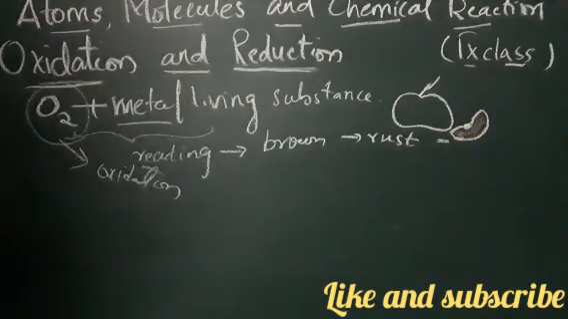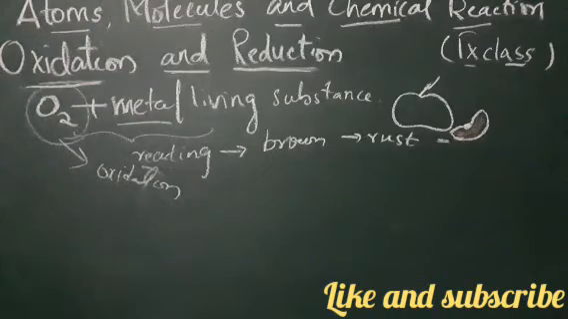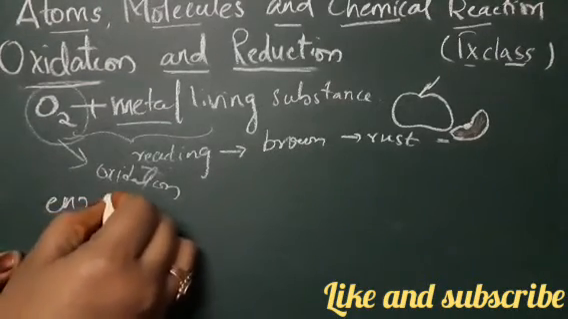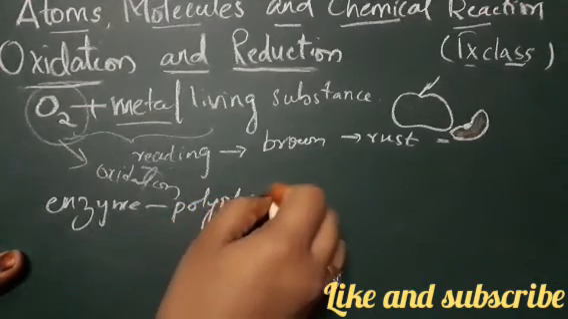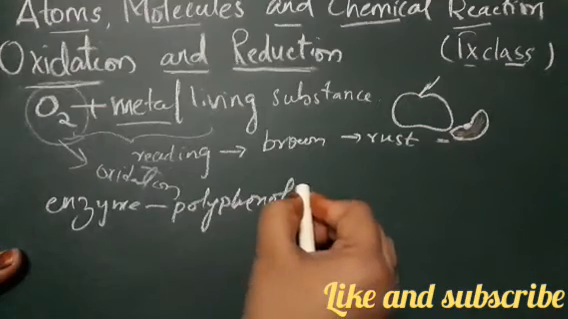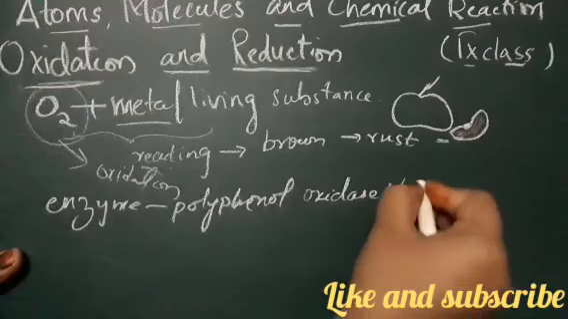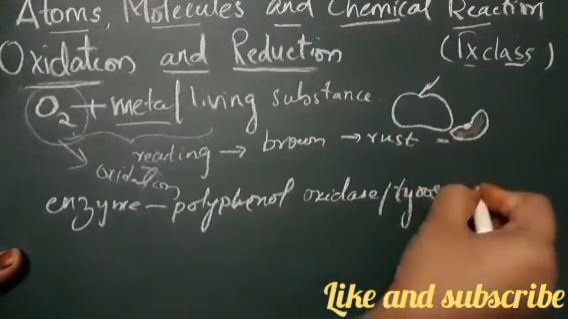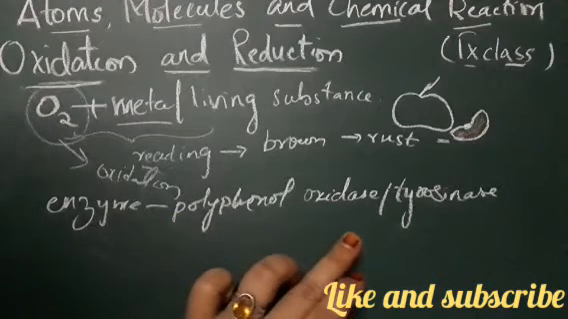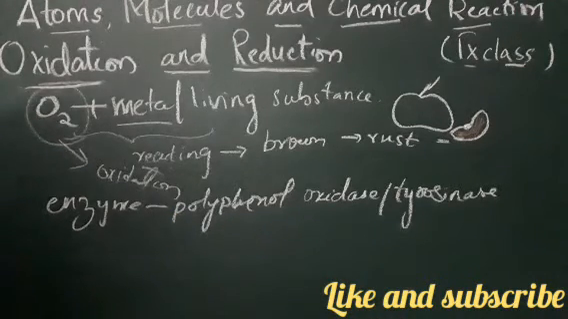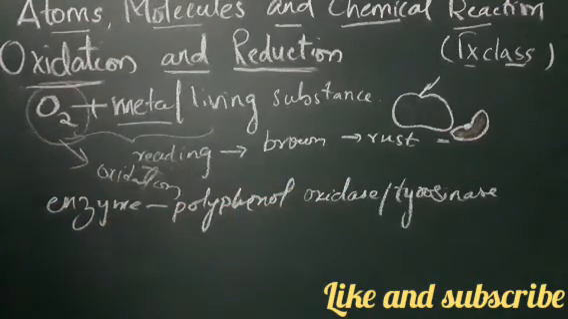Apples, pears, bananas, potatoes, etc. all contain an enzyme called polyphenol oxidase or tyrosinase. Okay, they contain polyphenol oxidase or tyrosinase, which reacts with the oxygen and changes their color after we cut them.